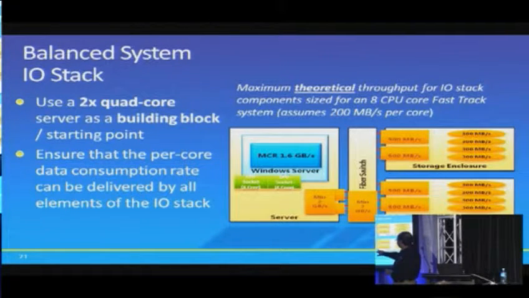And then I have 2 HBAs in the middle in the fiber switch. Same performance. And I have 2 enclosures, and each enclosure has 2 service processors, and each one is 500 megabytes per second. So 1, 2 gigabytes, 2 gigabytes, 2 gigabytes, 1.6.